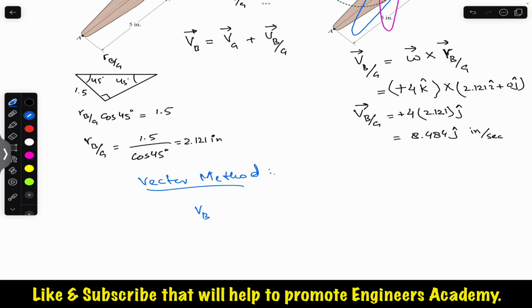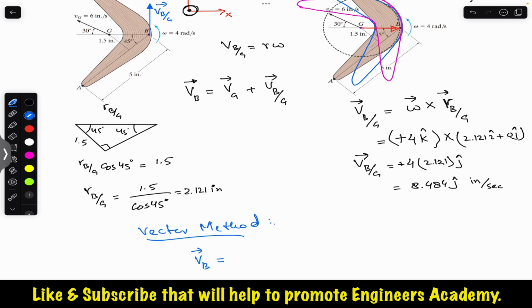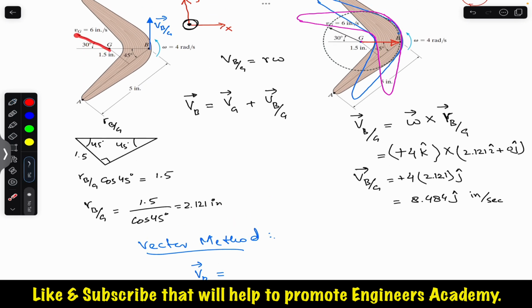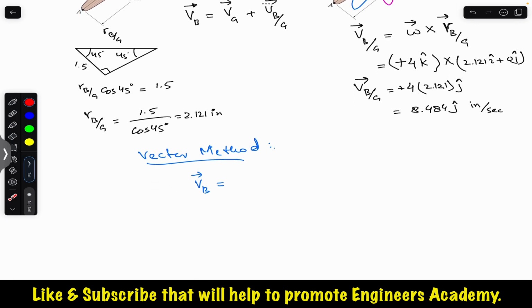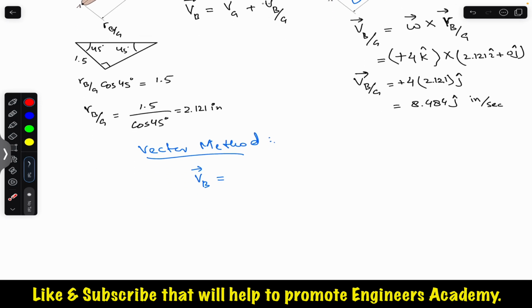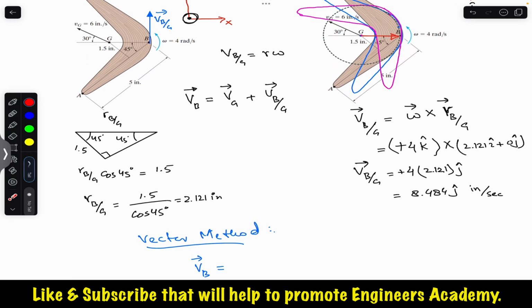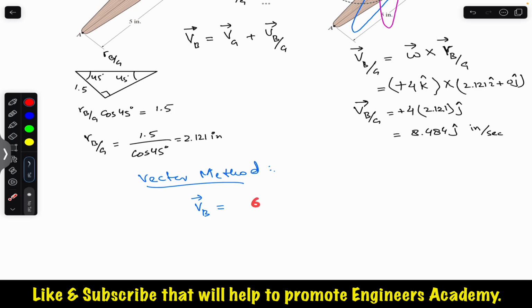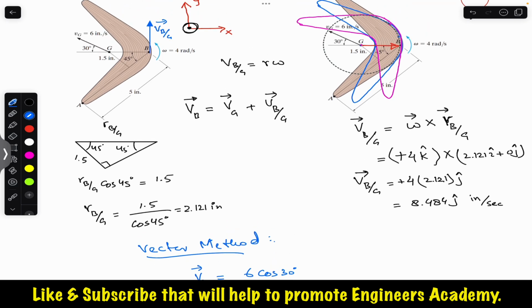VB vector is equal to VG. So here, this is VG. We need to write this velocity of G as a Cartesian vector, since this is the vector method. This VG has one component in this direction, and one component in the upward direction. The X component is the cos component, which is in the negative I direction, and this is in the positive J direction. So we can write that VG is 6 inches per second, so 6 cos of 30. This is the cos component here.